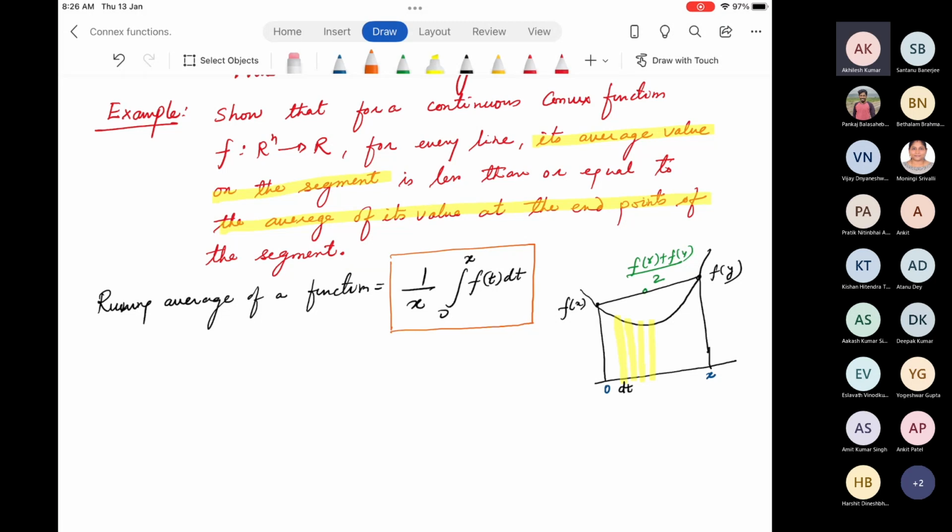So how do we do that? I have given you the running average of a function. What we are interested in is finding the average value on the segment. How do we do that?